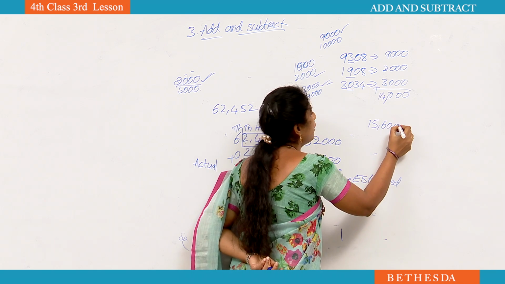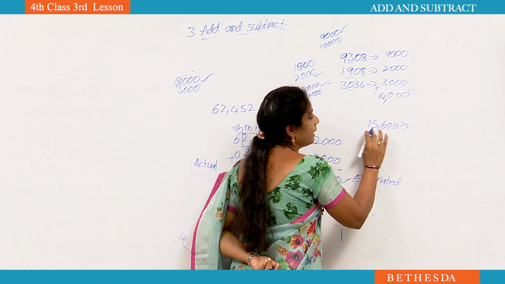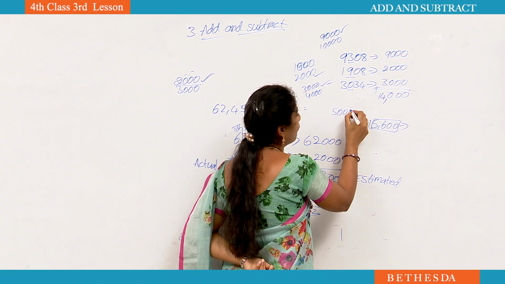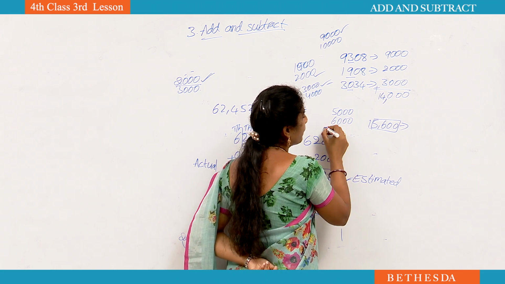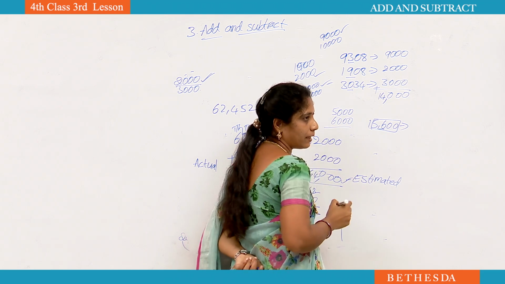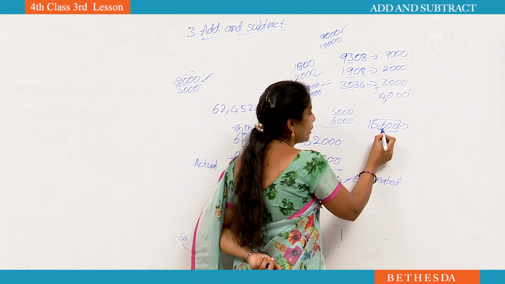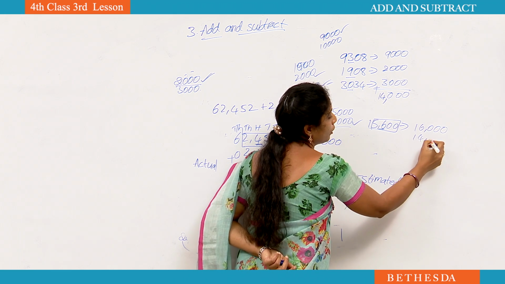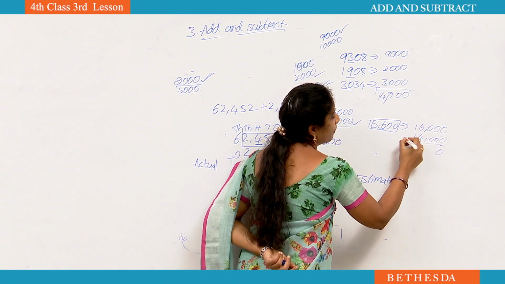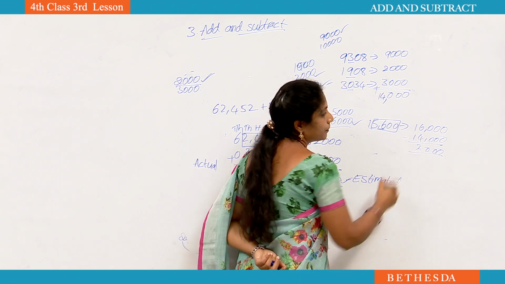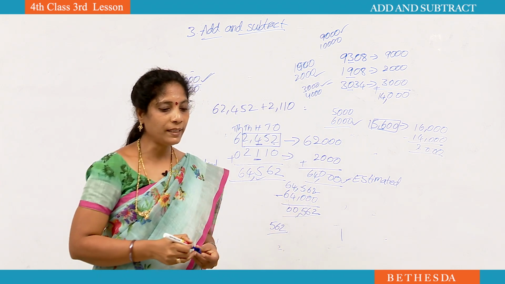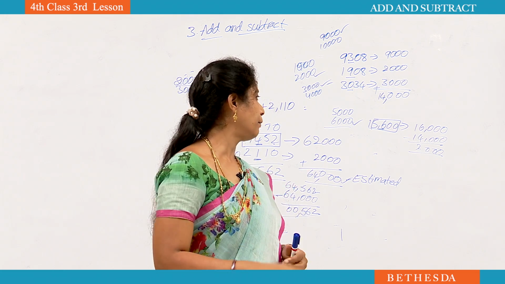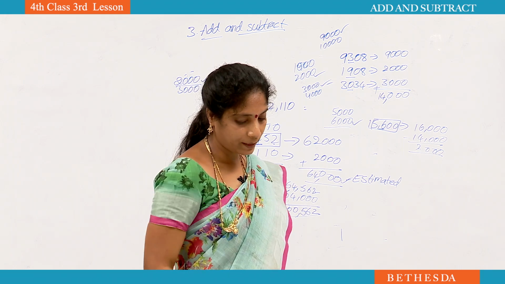15,600. Now find the estimated value to the nearest thousands. It is between 15,000 and 16,000. Which number do we take? For that we observe the hundreds place. It is more than 5, so I take the bigger number. Now 16,000 minus 14,000. If you subtract that, 2,000. How many seats were left? See here. Is it enough? Yes, it is enough to sit there, and 2,000 seats are remaining.